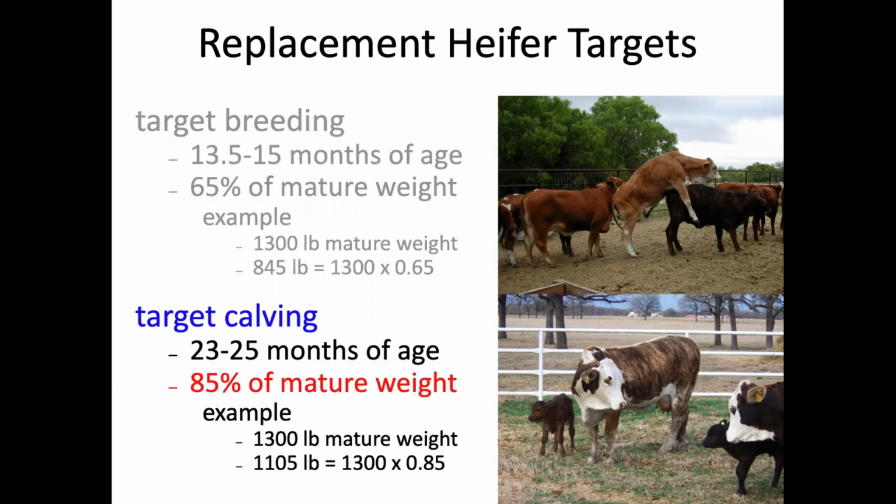If we look at target calving, like I mentioned, we want them calving around 24 months of age. So kind of thinking about that 23 to 25 month window. We're going to want those heifers to be at least 85% of their mature body weight when we get ready to calve them. So if we think about a 1,300 pound mature weight, we're wanting those heifers to be a little over 1,100 pounds when it's time to calve.